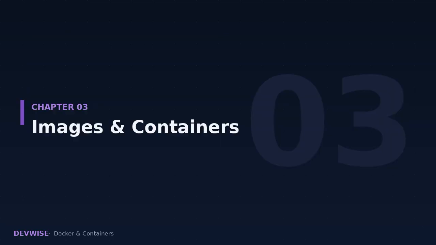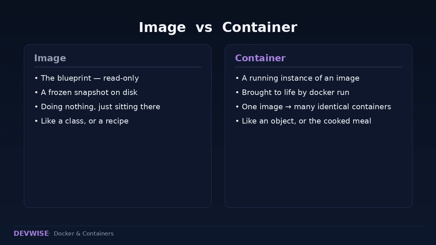Now, the two words people mix up constantly, and getting them straight is the moment Docker clicks: images and containers. They are not the same thing, and the difference is simple once someone says it plainly. An image is the blueprint. It's a read-only package containing your application and everything it needs. A frozen, complete snapshot of an environment, sitting on disk, doing nothing.